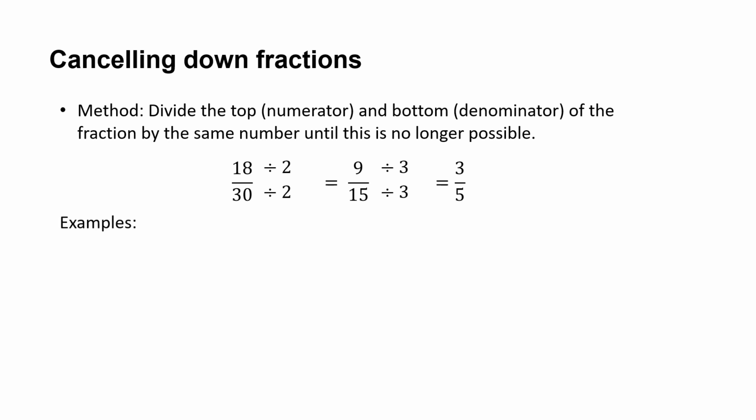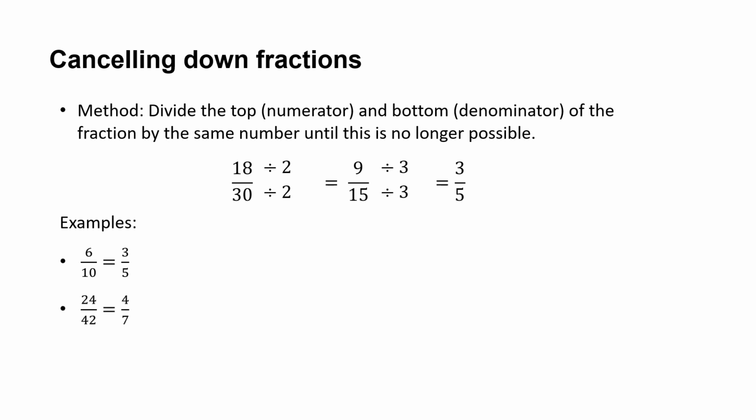We're now going to look at some more examples. So to start off with, we have 6 over 10. So a common factor of 6 and 10 is 2. So we can divide top and bottom by 2 here, and we get 3 over 5. As just discussed, 3 over 5 can no longer be simplified. So this is the most simplified form of 6 over 10.